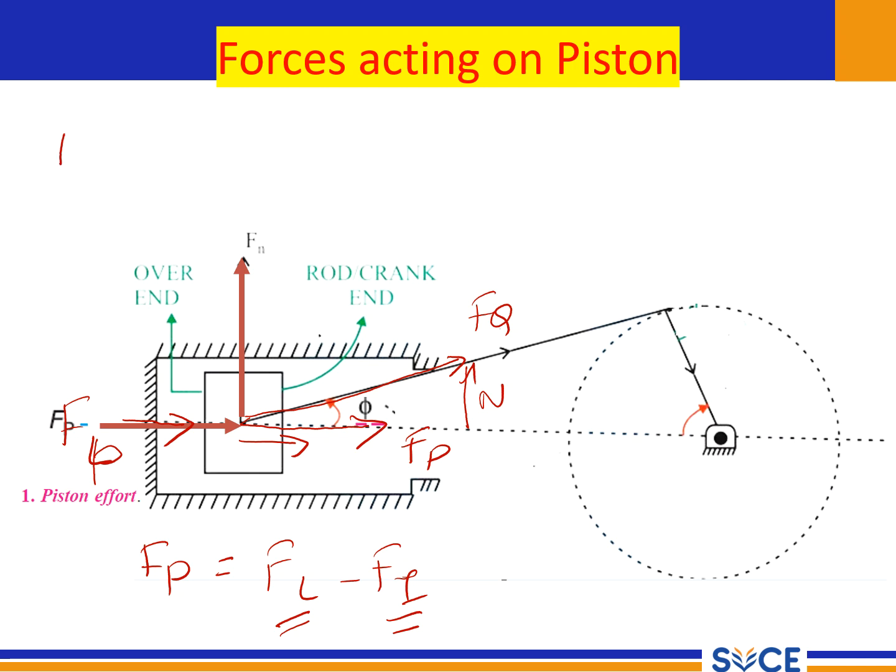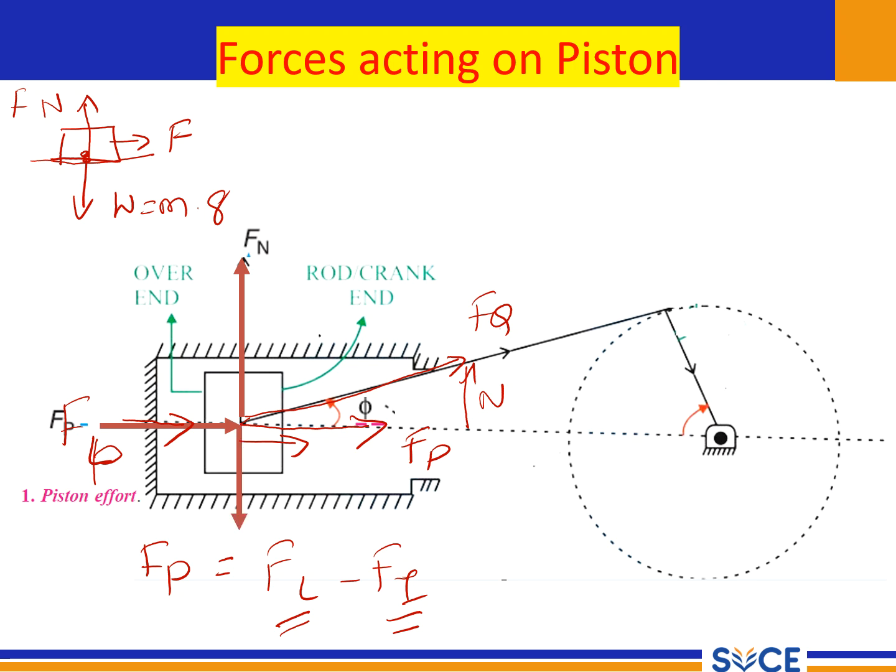We know that if a body is moving along a plane surface, due to the force acting there will be resisting friction. Then there will be a reaction force acting on the body, and also the weight acting on the body because of the gravitational force, m into g. So this is the normal reaction. FP is the horizontal force, F1 is the vertical force, FQ is the inclined force acting along the connecting rod.